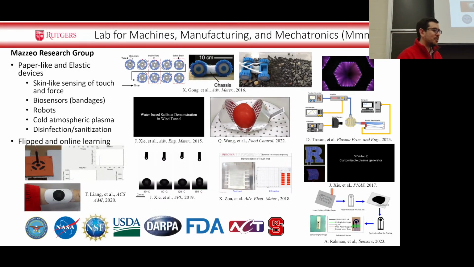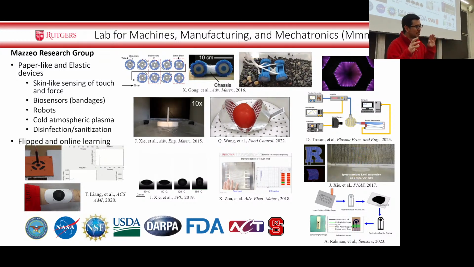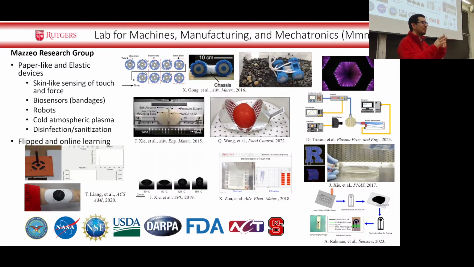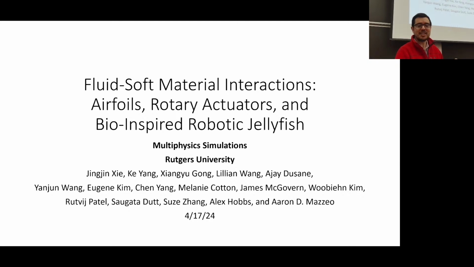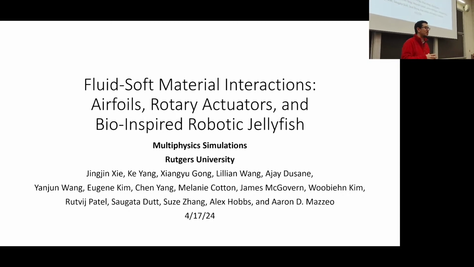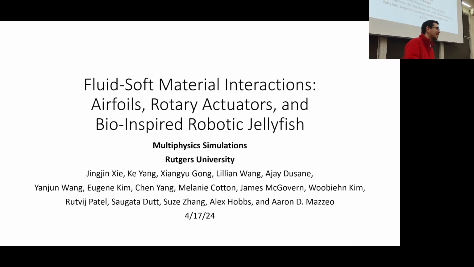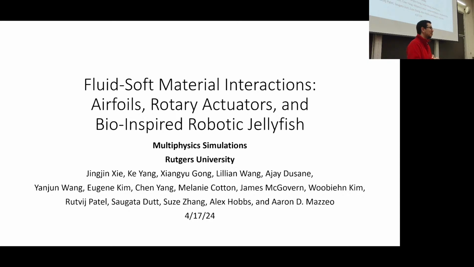Now, you may be asking yourselves, how is what we're going to talk about related to multiphysics simulations? Any ideas? What would fluid-soft material interactions have to do with what we've been studying in class? Yes, Adam. You need to model the mechanical interactions of the actual solid because it's soft, and then you also have to model a solid moving through a fluid at the same time, and then it's the multiphysics interaction.